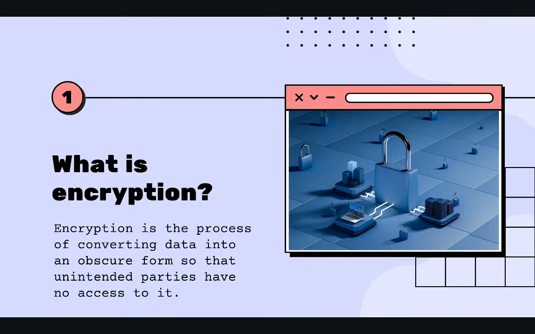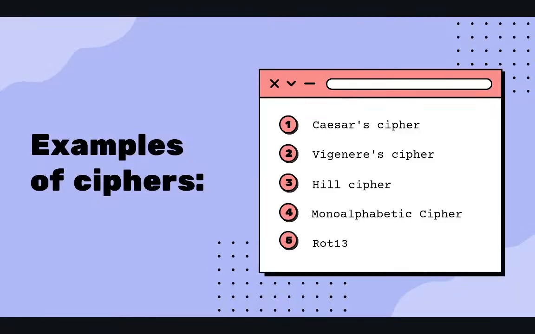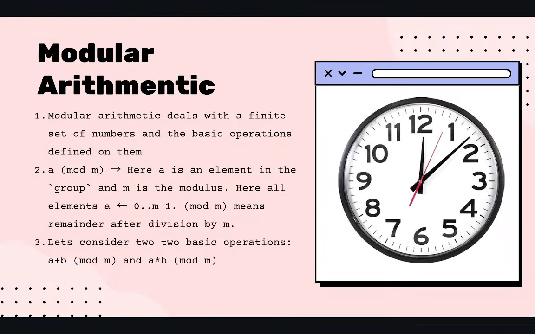We covered what encryption was. Encryption is the process of taking in plain text. You have a key. With the key, you convert the plain text to a cryptic form such that you can't revert it unless you have the key. We discussed the difference between encoding, encryption, and steganography. We saw some classical cipher examples, and we talked about modular algebra. Modular arithmetic is a very fundamental concept which will help you understand some of these classical cryptographic cipher systems better.